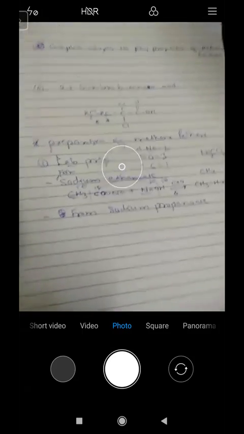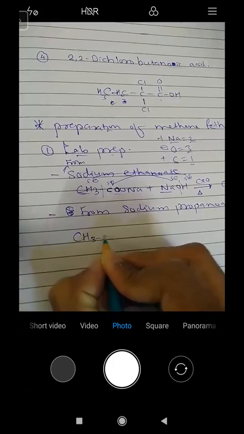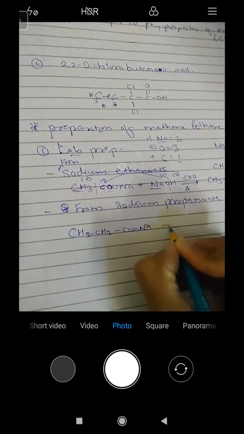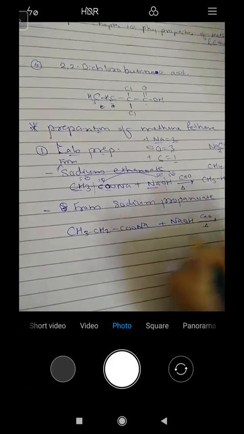Let me start with ethyl propionate. Sorry, sodium propionate. तो ethyl group डालना है यहाँ पर, C2H5COONa, right ना? Same reaction will happen in presence of NaOH and catalyst CaO. We will heat it. What will happen?